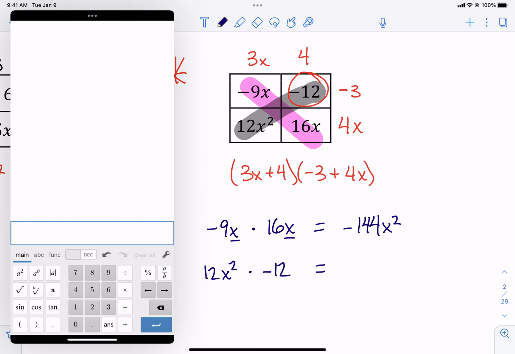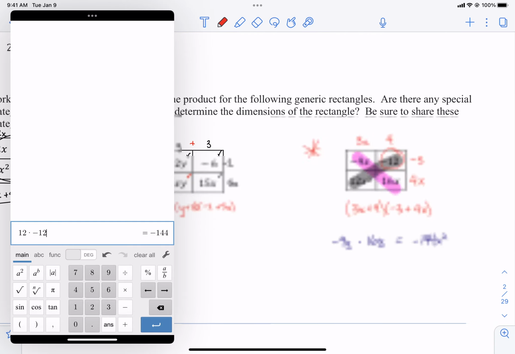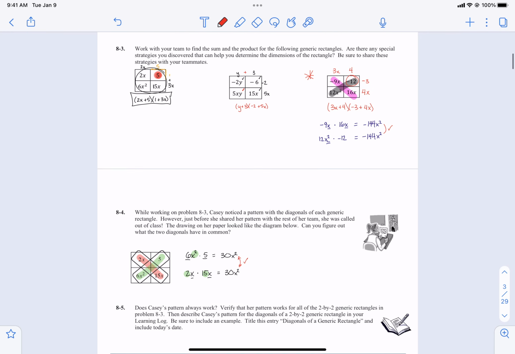Looking at the bottom one, if I take 12 times negative 12, I get negative 144. And since this one had two x's, we know our answer is going to have x squared. And look there for a second, notice how these two were both exactly the same. So it seems like Casey's pattern might work more often than it doesn't.